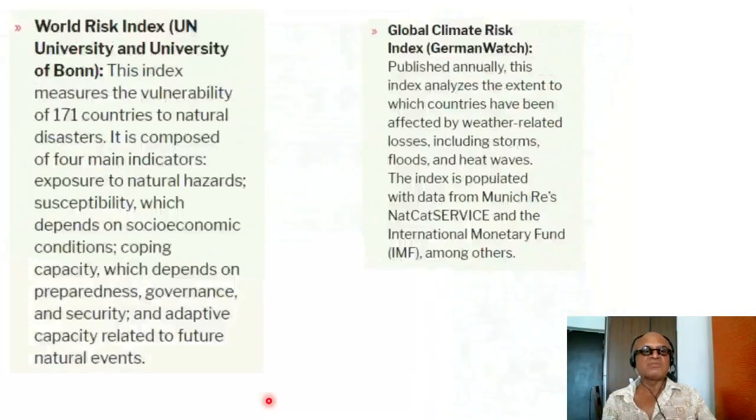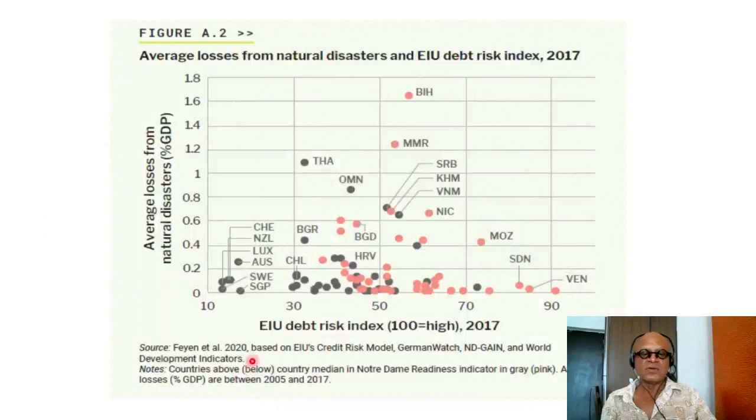Okay, sorry, I misplaced figure 2 too far. We'll go back. So here is the EIU debt risk index. 100 is high. This is for 2017, and here is the average losses from natural disasters. Average losses from natural disasters and EIU debt risk index for 2017, and you can see the various countries. There are those which have very low EIU debt risk index, and their average losses from natural disasters as a percentage of GDP is also correspondingly very low.